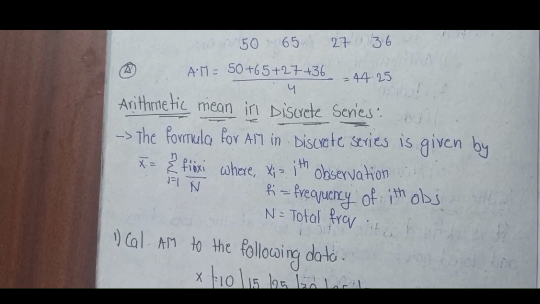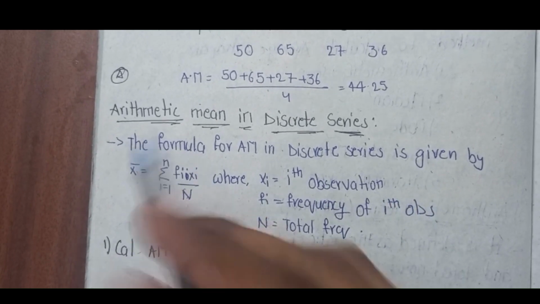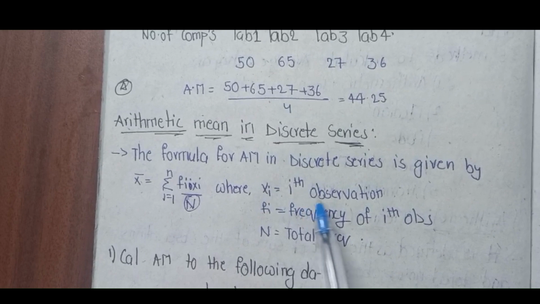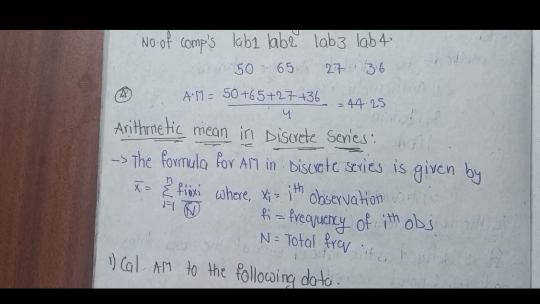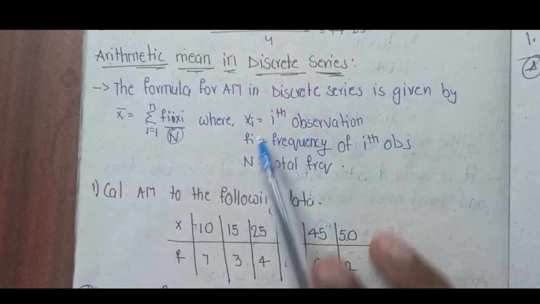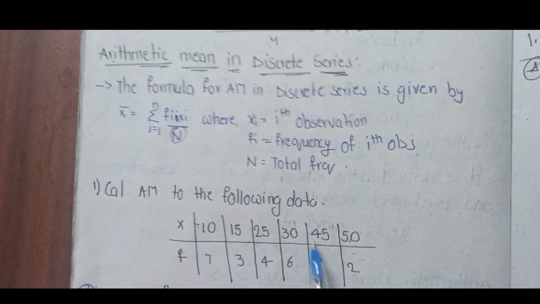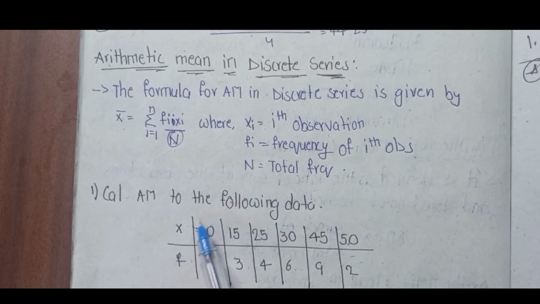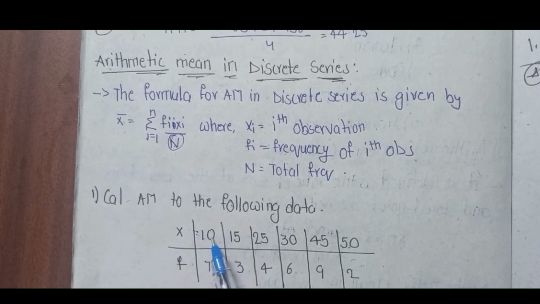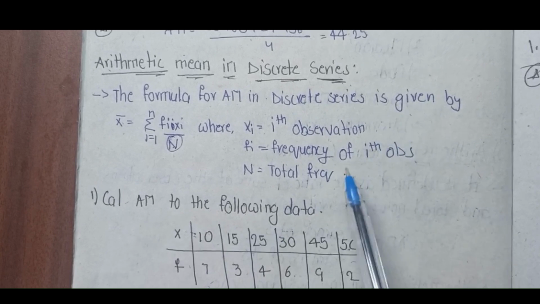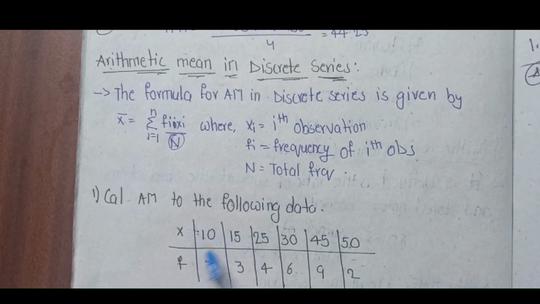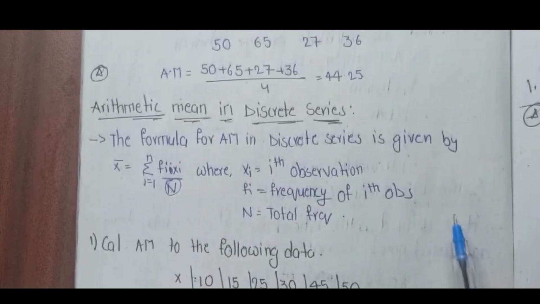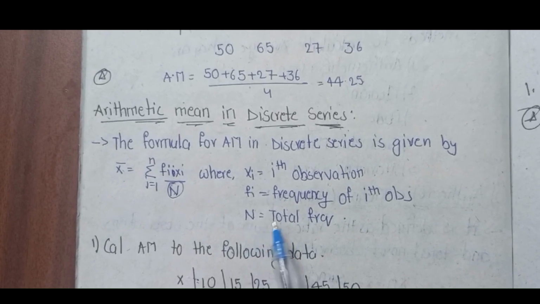When we are doing the problems, we will decide how the N value will be found. And x i is the ith observation, meaning x i represents the values of x in this box. And what is f i? f i is the frequency of the ith observation. Here, for the value of x, 10, the frequency is 7. So the frequency of i means what? Here is the 10, and the respective frequency for that is 7. Then what next? It is the N. N is equal to the total frequency.